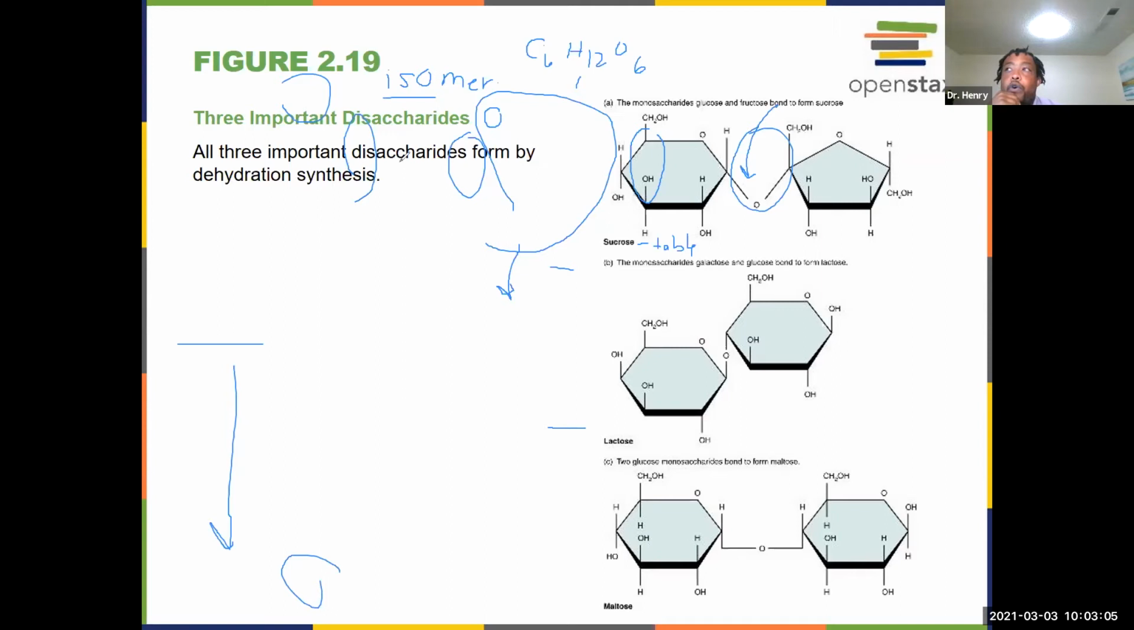So all of these guys are formed by dehydration synthesis. We take glucose and fructose, and it comes together to make sucrose. So all of these guys are formed by dehydration synthesis.